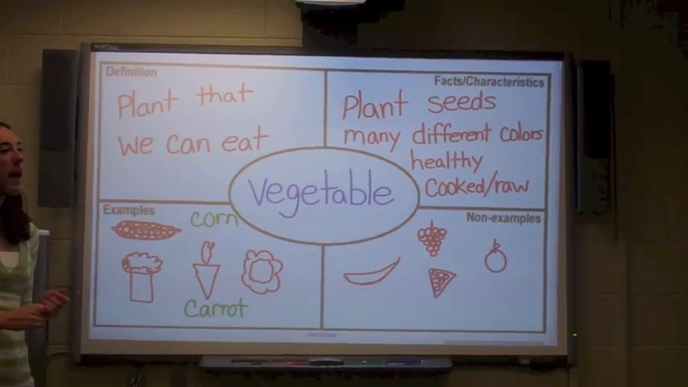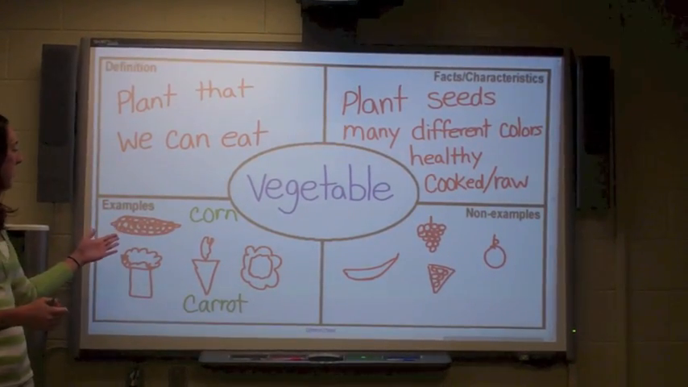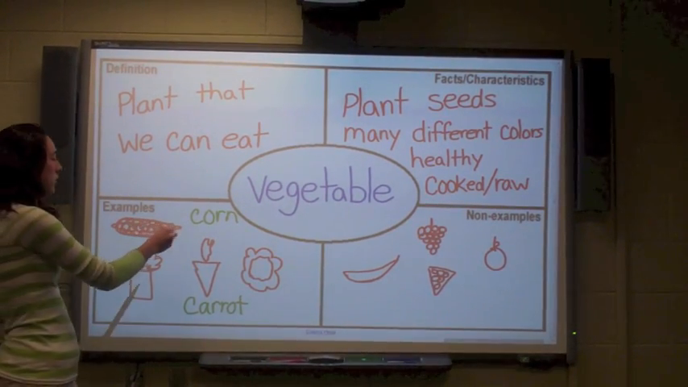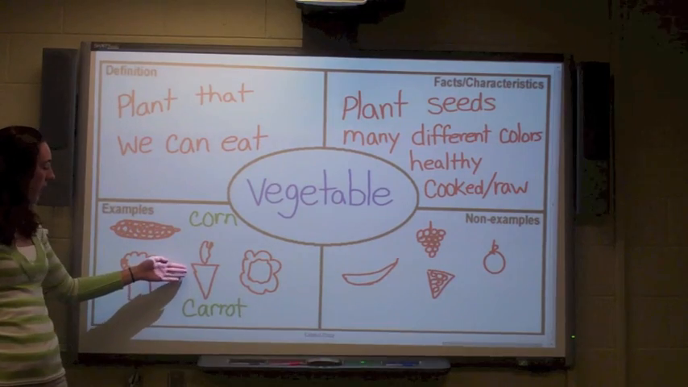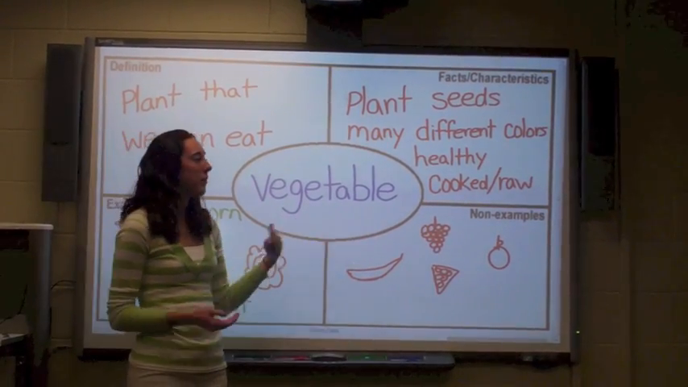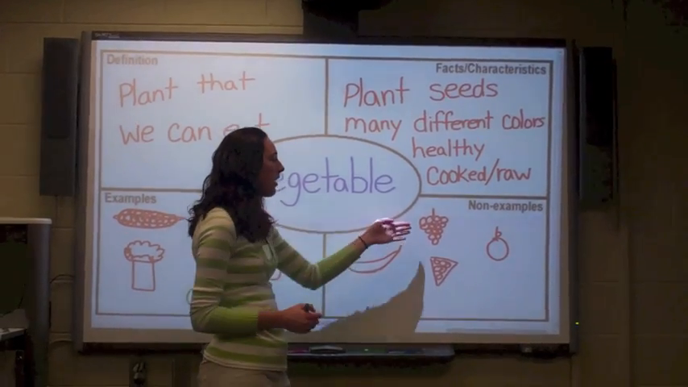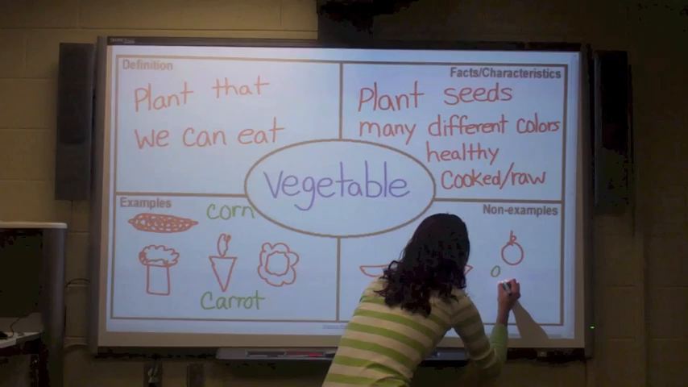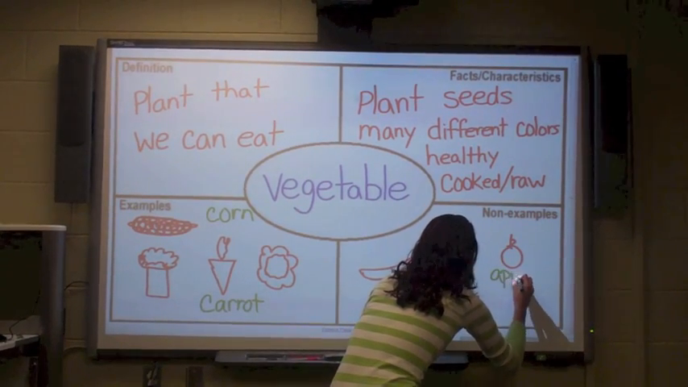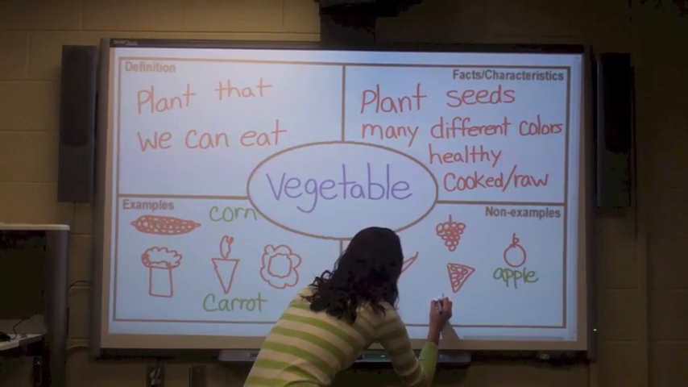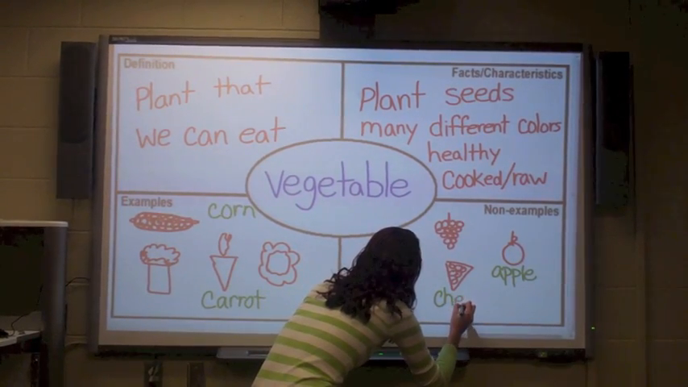You could also have students draw pictures and then write the word underneath, kind of like a label. So like I did for carrot, they would just write the word carrot underneath. This could also be done with our non-examples as well. You can have them draw the picture and then also write the word of the picture that they drew. Like apple and cheese.